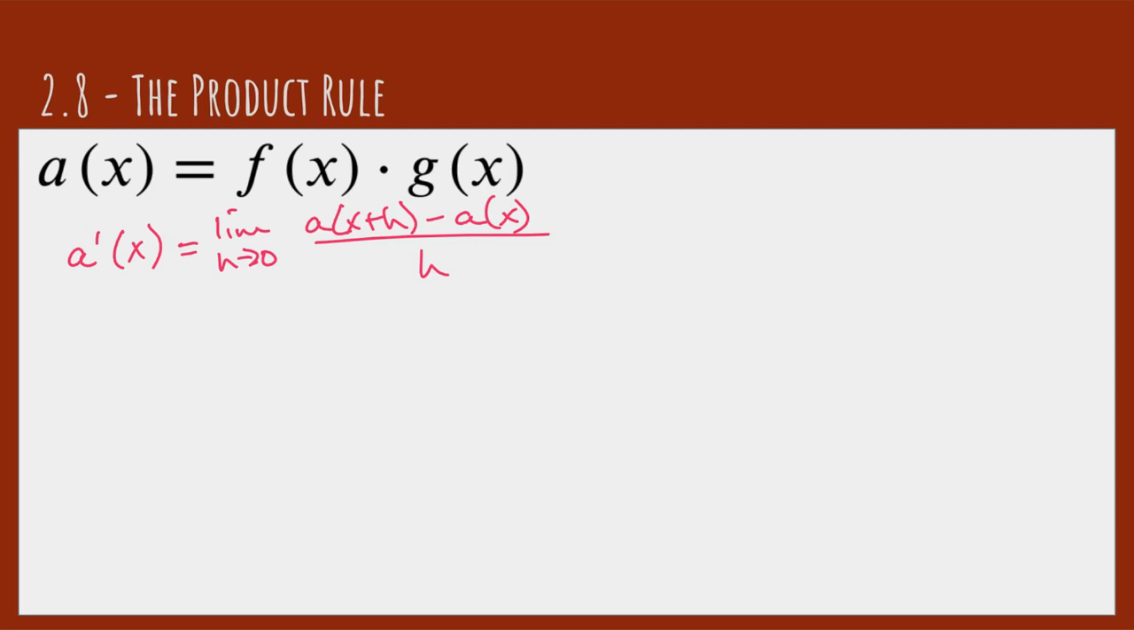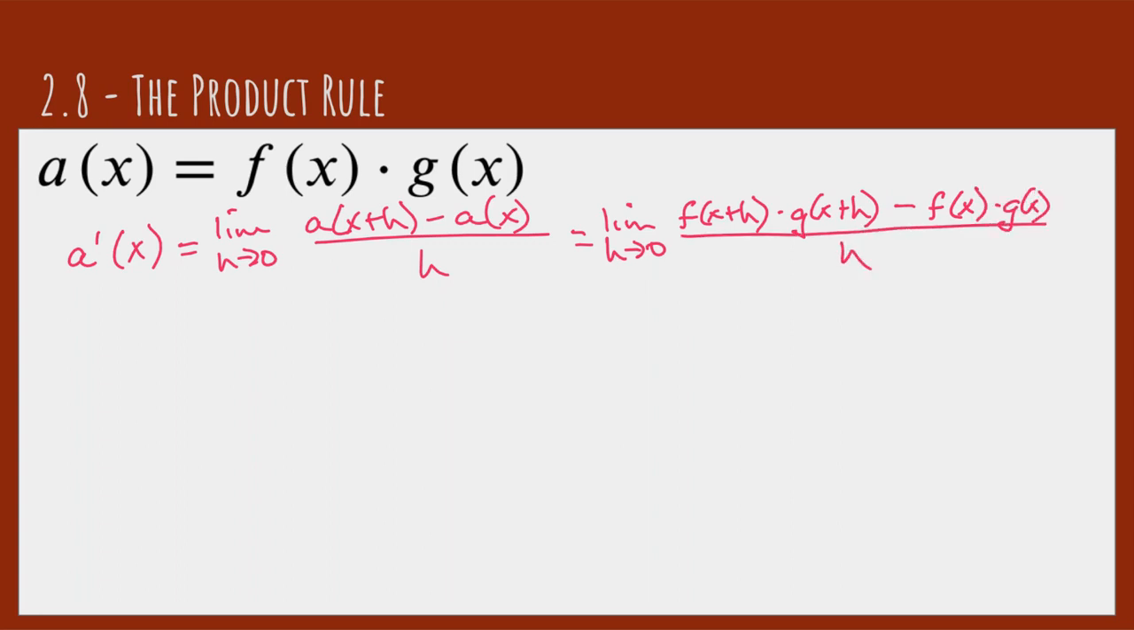For this particular function as a product, that's the same thing as the limit as h approaches 0 of f of x plus h times g of x plus h, minus f of x times g of x, all over h. Now, I'm going to do a little trick here of adding and subtracting the same thing in the numerator. By adding and subtracting the same thing, I'm not changing the value, but I'm going to throw some terms in here that will allow us to rearrange and get what we're looking for.